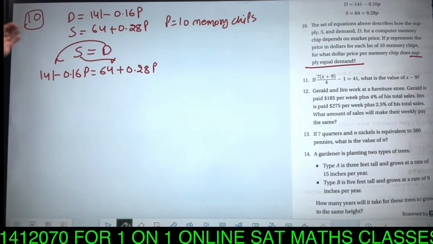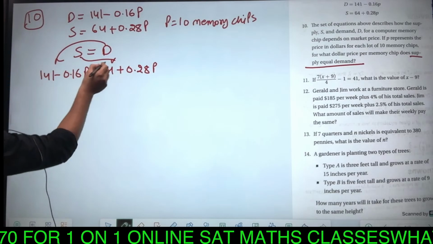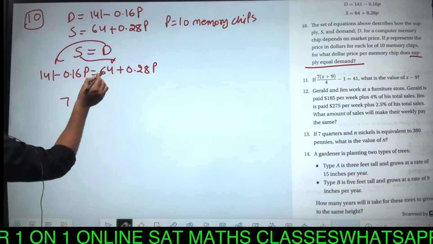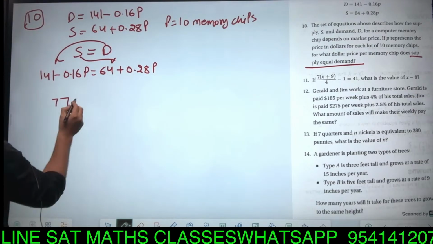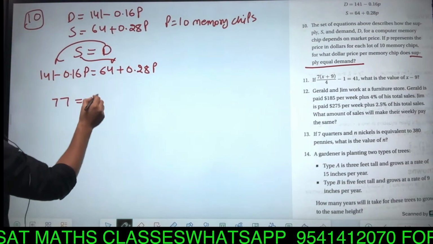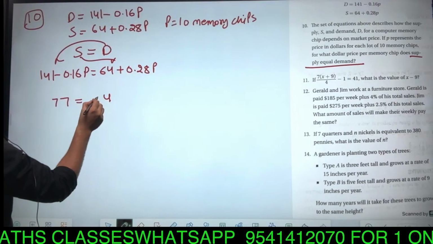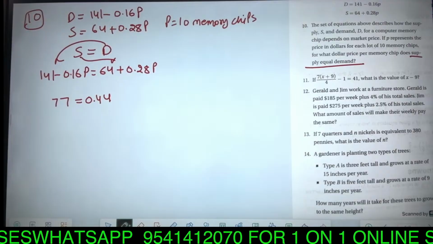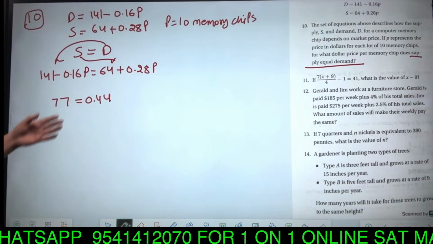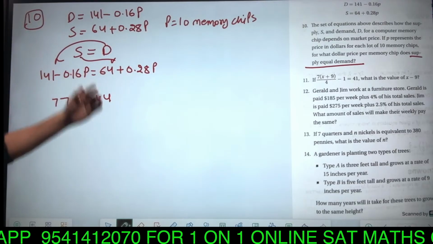141. Now you simply solve this. If you subtract, it will be 7, and 13 minus 6 again 7, and is equal to, you will go this side, it will be 0.44. It will be equal to 0.44. 16 plus 28 is what?